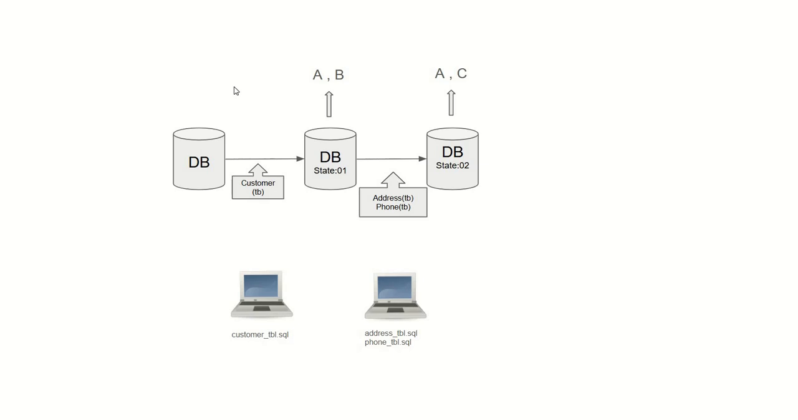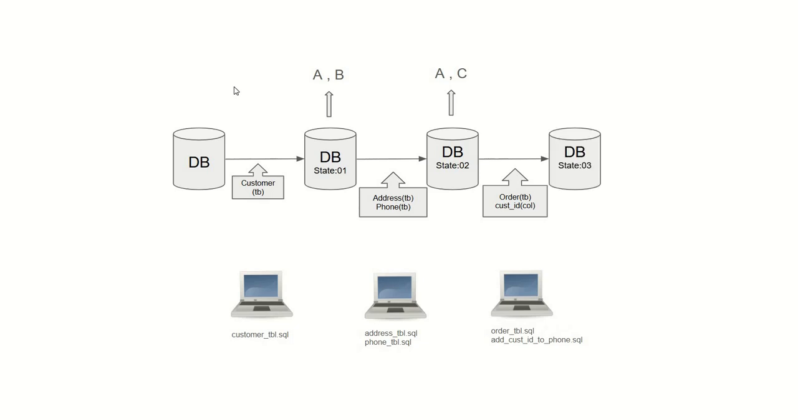We will add two more final changes to the database, and they are the order table and a new column to the phone table to map customers. And this time it is for clients A and B. You may have guessed it by now. Since client B was only in state 1, they will need all 4 SQL files that create address, phone and order table with adding customer ID to the phone table.